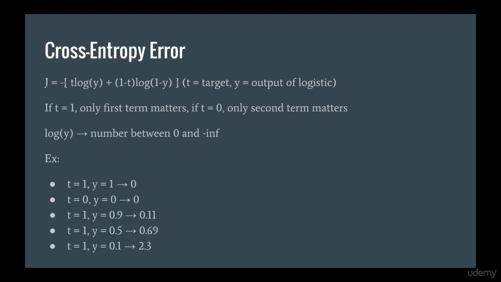Next, recognize that y is a number between 0 and 1. It's the output of the logistic. So if we take the log of a number between 0 and 1, we'll get a number between 0 and minus infinity. Notice how we take the negative of the whole thing. So if we get negative infinity, that will turn into positive infinity.